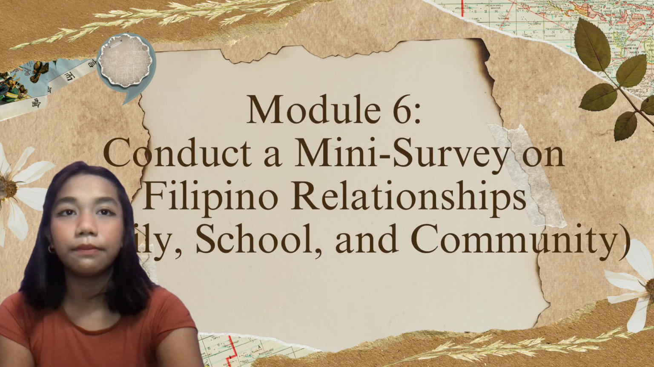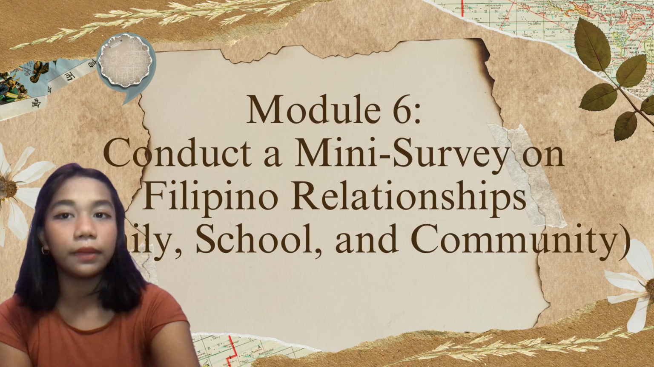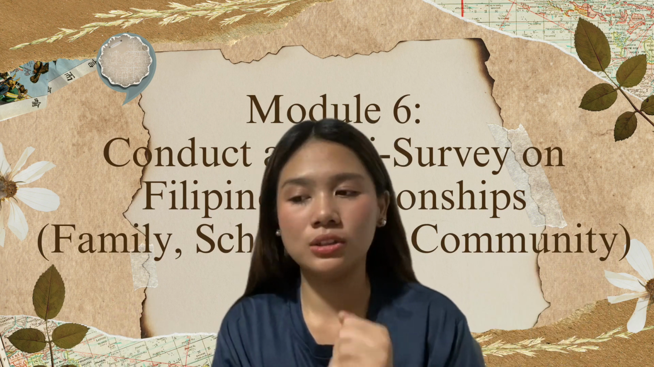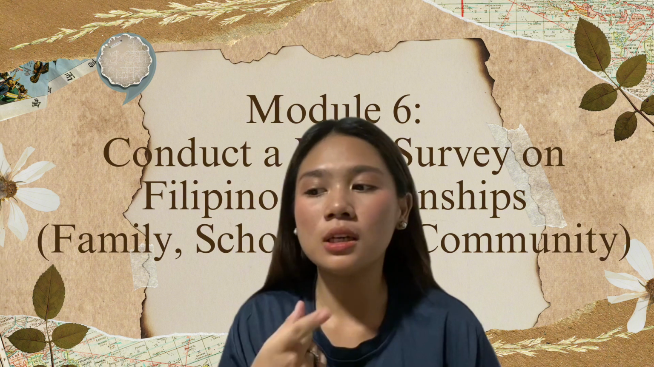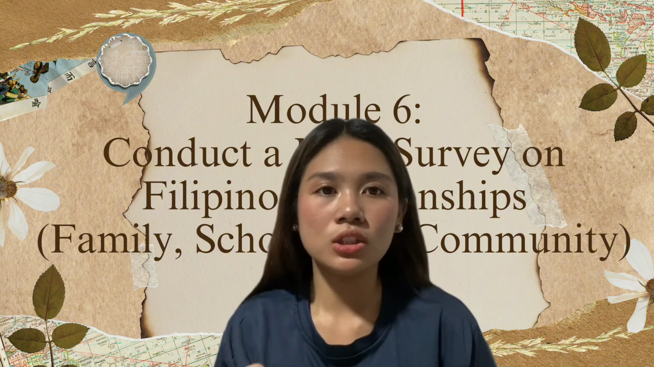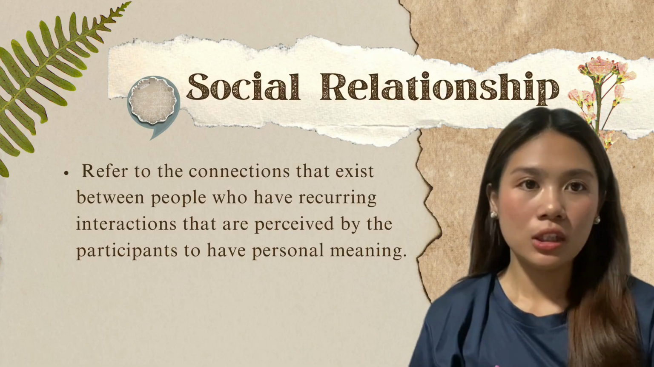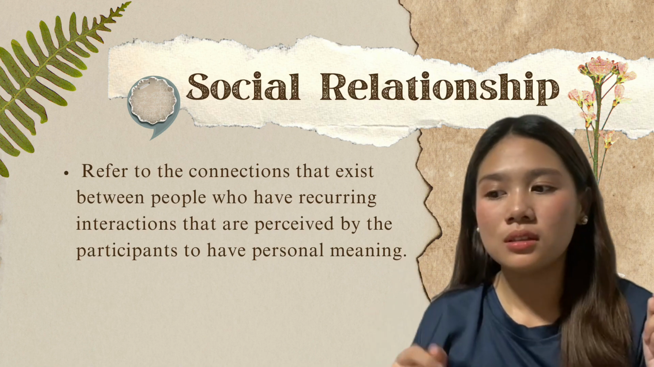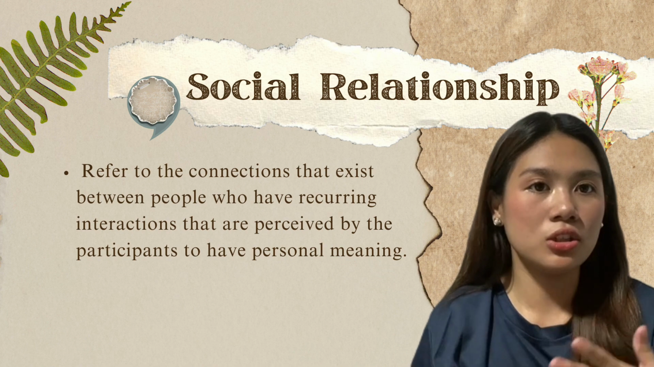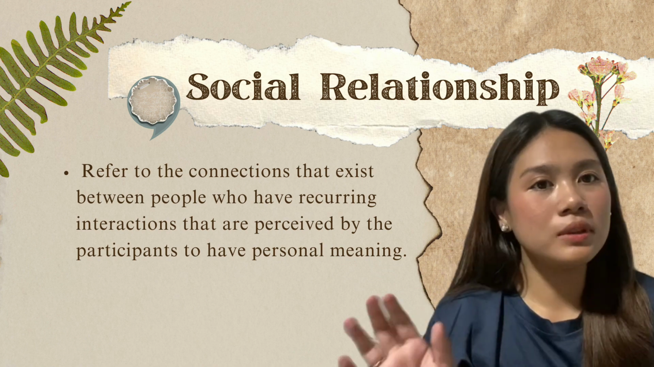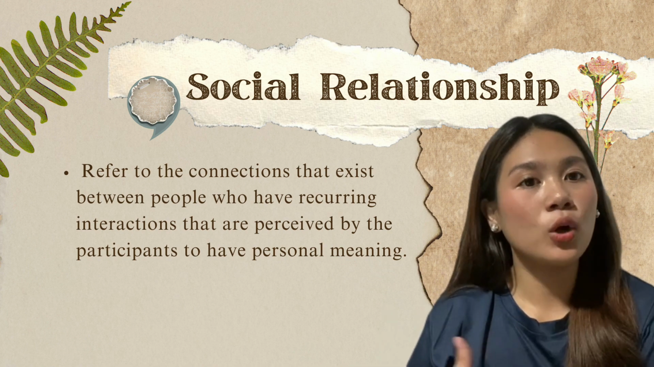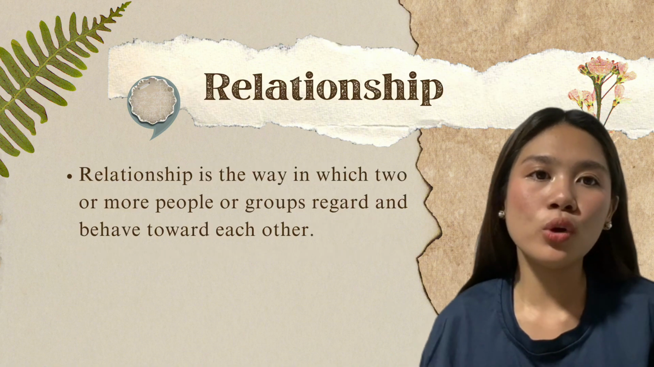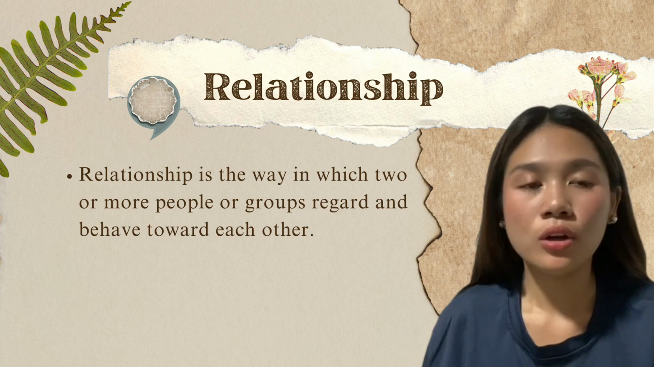Module 6, conduct a mini survey on Filipino relationships, family, school, and community. So there are many different types of relationships, and today's topic we will tackle all about it. So we have family relationship, friends relationship, acquaintances relationship, and community relationship. Social relationships are relationships between people that occasionally meet our needs, may lack closeness, and also interdependence of relationships. Examples of these are your distant relatives, acquaintances, and co-workers. Relationship is defined as one in which two or more people interact and behave toward each other.